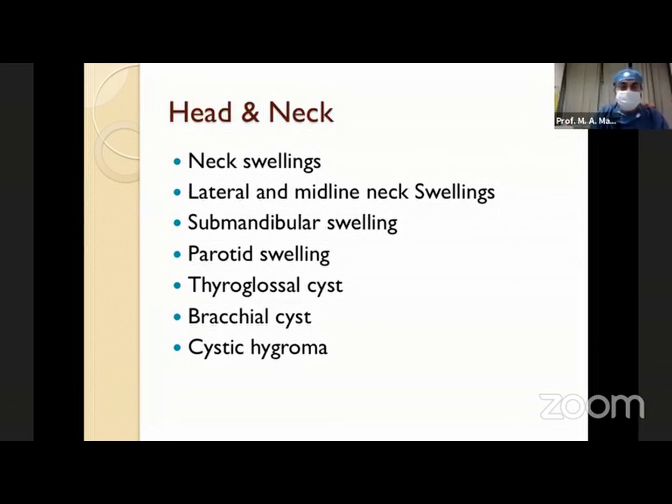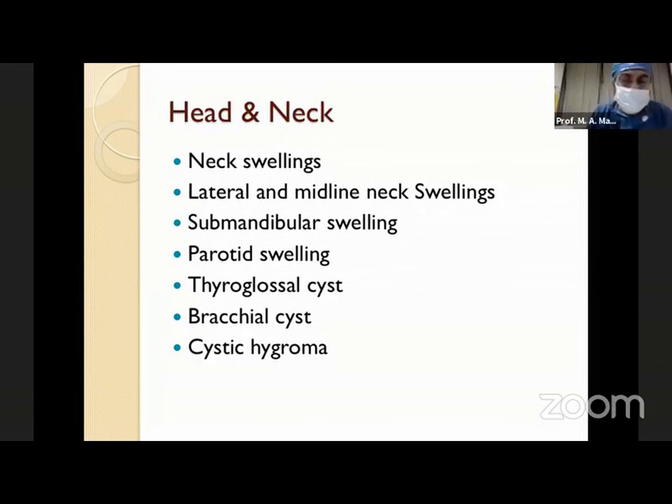Next is cystic hygroma. This question is asked in the exam. A 5 year old or 10 year old child presents with a huge swelling in the submandibular region, which is very soft, fluctuant, and on the transillumination test is brilliantly translucent. So these are all features of cystic hygroma. Brilliantly translucent is a cystic swelling, soft fluctuant swelling. So this is cystic hygroma.